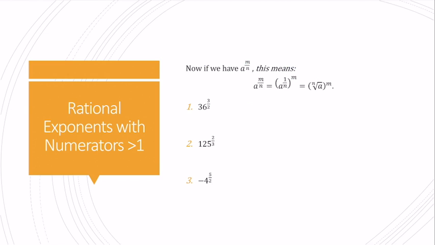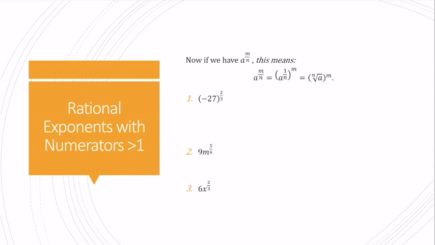Now, if I have a to the m over n, that means I've taken a to the 1 over n, a radical, and brought it to the mth power. So if I have 36 to the 3 over 2, our denominator denotes what our radical is going to be. So I'm taking the square root of 36 cubed. I have it written out in 3 steps over here, so let me write it out that way for you guys.